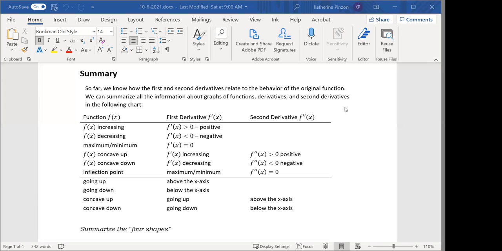So if you're looking at a graph of the derivative, if it's above the x-axis, the original function is going up. If it's below the x-axis, the original function is going down. If the graph of the derivative is increasing, the original function is concave up. If the graph of the derivative is decreasing, then the original function is concave down. Because concavity is determined by the second derivative. It's concave up when the second derivative is positive. It's concave down when the second derivative is negative.